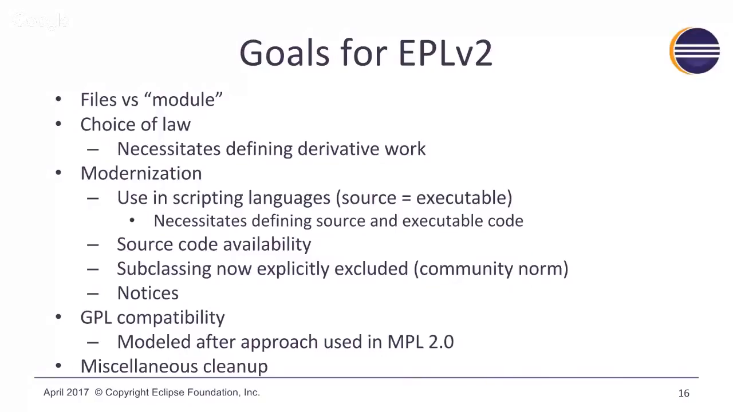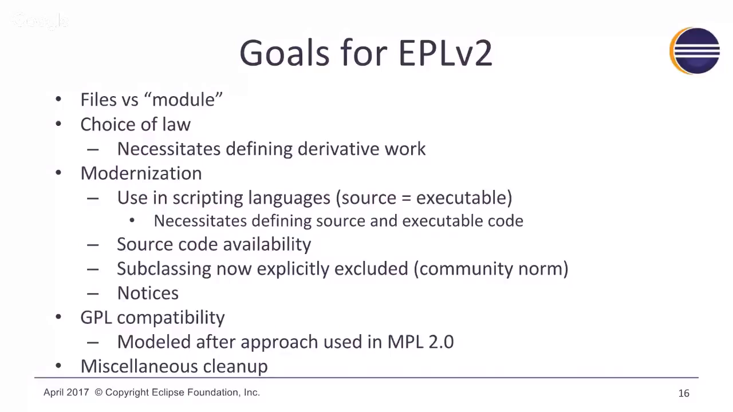Some modernization items. We want to make sure that the EPL is clear for use with scripting languages, where the source code and the executable code are one and the same. We want to be a little clearer that it's okay to point to the Eclipse Foundation or some other open source repository as where you can find the source code. The EPL version 1 says that you have to copy all of the source code and make it available yourself if you want to distribute EPL code. Frankly, that may have been okay in 2001, but it's unnecessary copying as far as we're concerned.